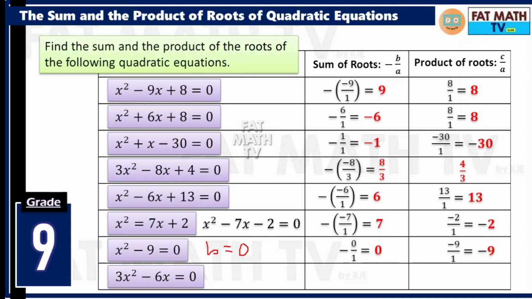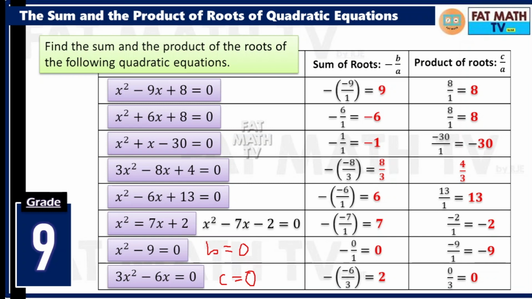And lastly, 3x squared minus 6x equals 0. A is 3, b is negative 6, while c is 0. So c is 0 because we don't have a constant term here. So for the sum of the roots, we have negative of negative 6 over 3, that is positive 2, while the product of the roots is 0 over 3, that is 0.